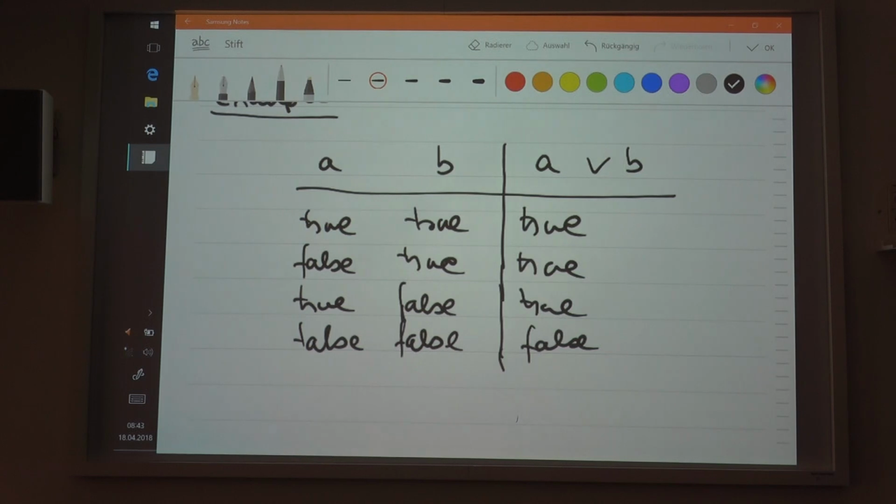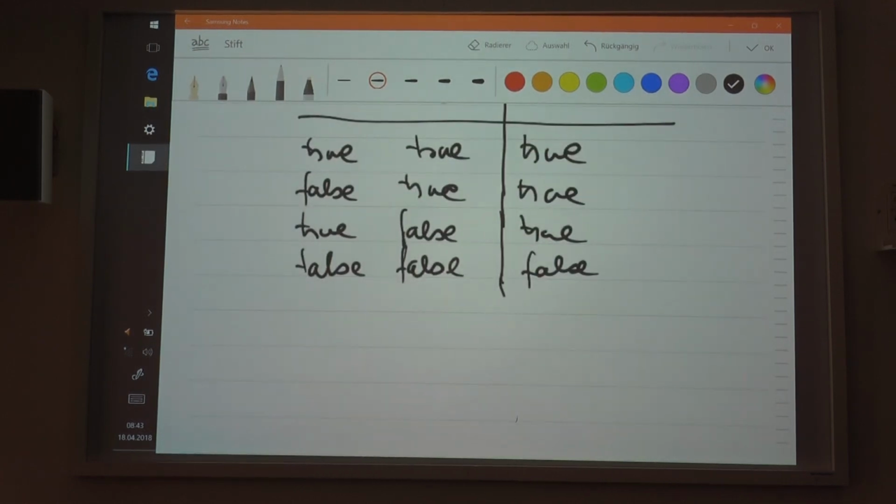There are actually 4 combinations if you assign two truth values to each statement. Okay, so then you get 4 combinations. And you can say that here, clearly, the disjunction is false if and only if both statements are false, right? So this is what you see.